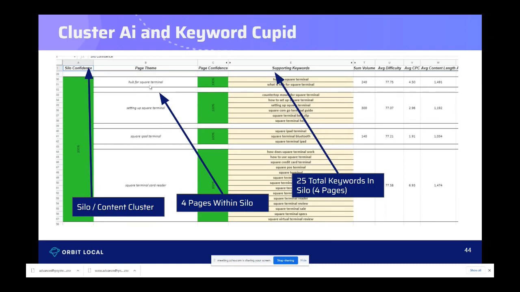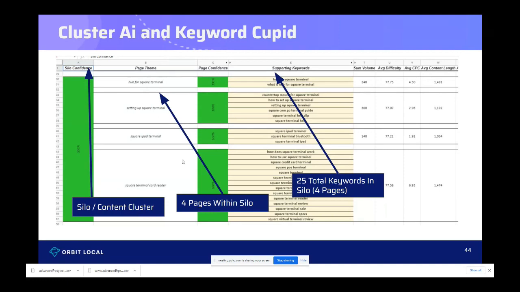And then you look at what are the pages that are within that silo. So here you can see these are very closely related. It's about a hub for Square terminal, setting up Square terminal, but the intent is slightly different based on how those keywords are grouped, which is based on what content is ranking for that. So if there's not a lot of pages that are ranking for both of these individual page topics, the tool will not recommend those to be grouped together.